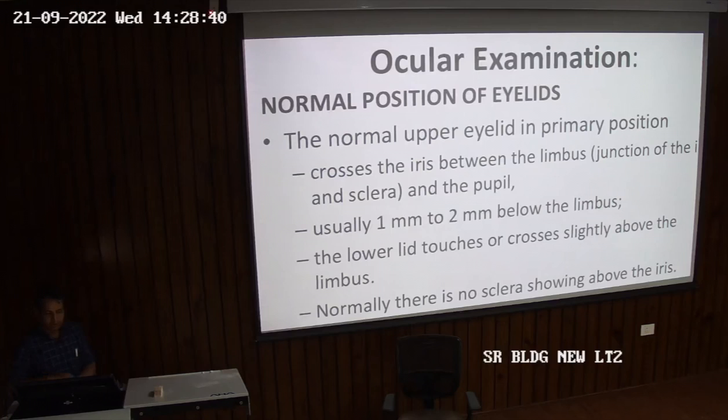In ocular examination, normal position of the eyelid: normally the upper lid covers the upper 1/6 of the cornea or 2 millimeters from the limbus, while the lower lid just touches the limbus. So if the upper lid is covering more than 2 millimeters of the cornea, that means it is a case of ptosis. So the normal upper eyelid in primary position crosses the iris between the limbus and pupil, usually 1 to 2 mm below the limbus, and the lower lid just touches the limbus.